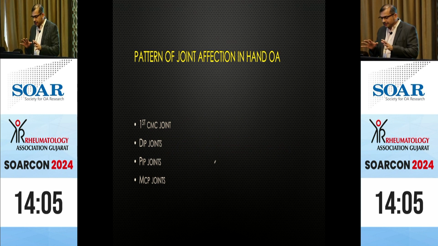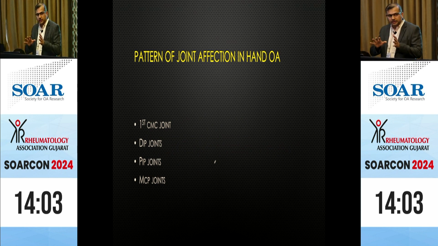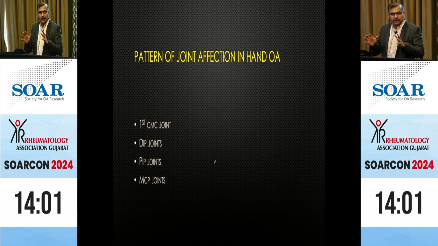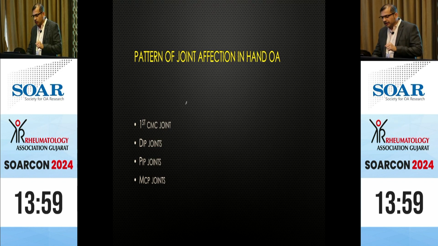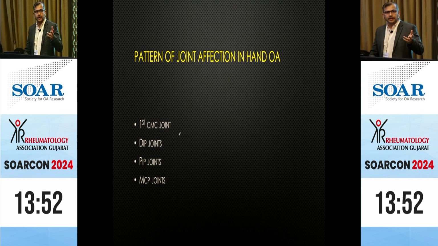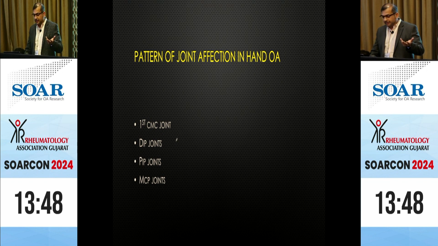So the commonest joint affections which we see in our day-to-day practice when we are doing hand ultrasounds: we commonly see asymptomatic early first CMC joint OA. Then we do see deformities of the DIP joints where we see early OAs, moderate OAs, and severe OAs. Rarely do we see PIP joints, and most rarely we do see MCP joints.